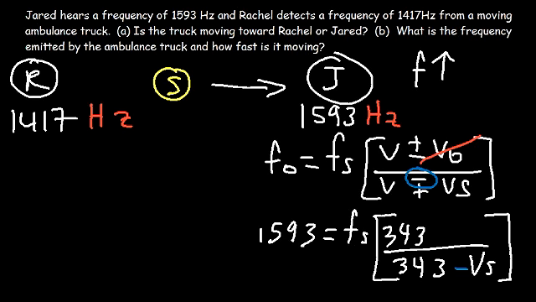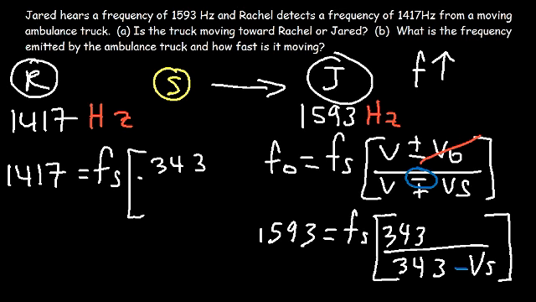So now let's move on to Rachel. Let's write an equation between Rachel and the source. So FO is going to be the frequency detected by Rachel. That's equal to Fs times V, which is 343. Now Rachel is stationary, so VO is 0. Now, because the source is moving away from Rachel, the frequency goes down, which means the value of the denominator must go up. So we need to use the positive sign instead of the negative sign. So it's going to be plus Vs.